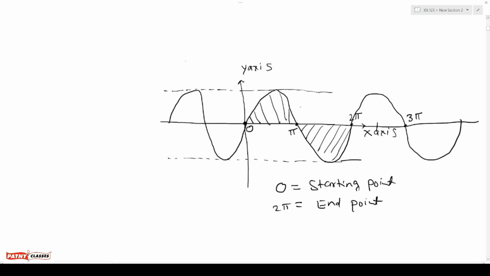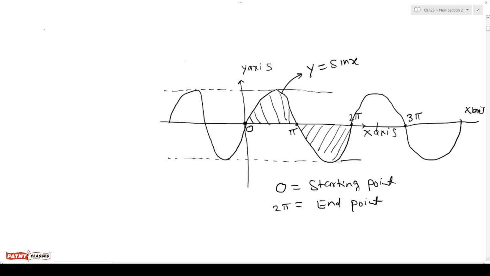It is a function, a relation between x and y. This is the x-axis, and there is a relation between the x variable and the y variable. So this graph is nothing but y equals sin x. This is the shape of the sin x graph, and we need to find its average value.